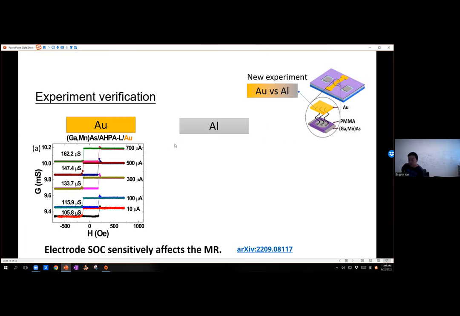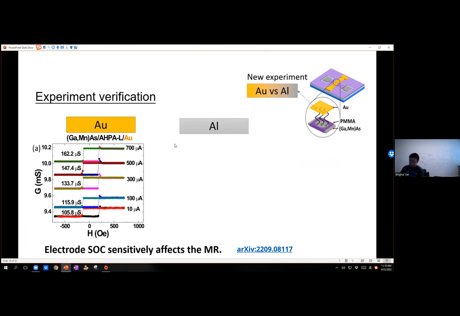It was very hard work by his students. And they reproduce the result. They checked the gold and aluminum. First, they reproduce the gold result, on the left. This is the hysteresis of the conductance at different current conditions. What you see is that the change of the conductance represents the strength of the spin selectivity.